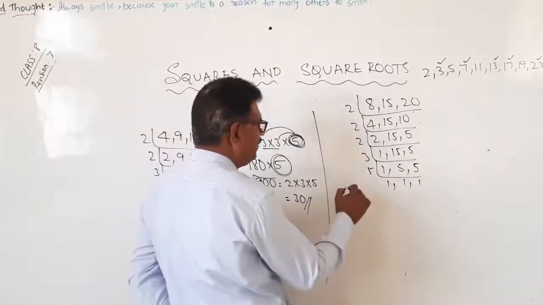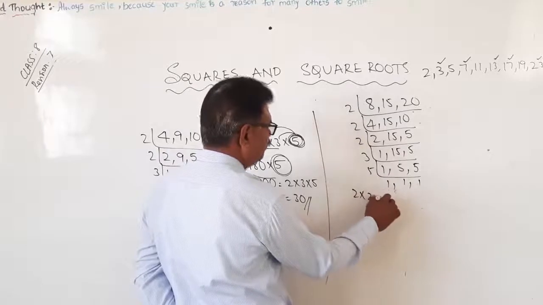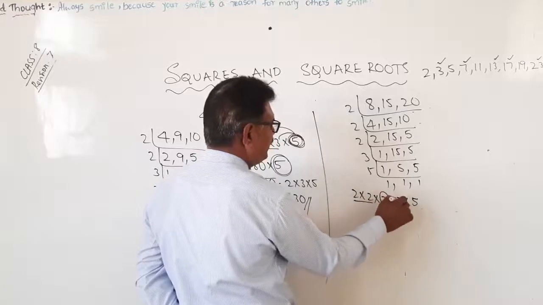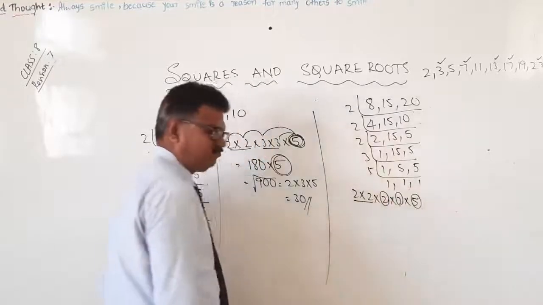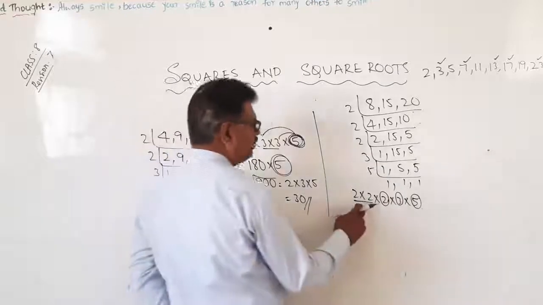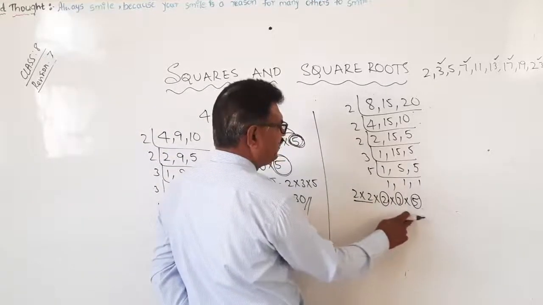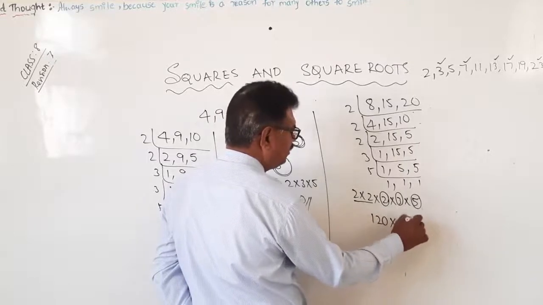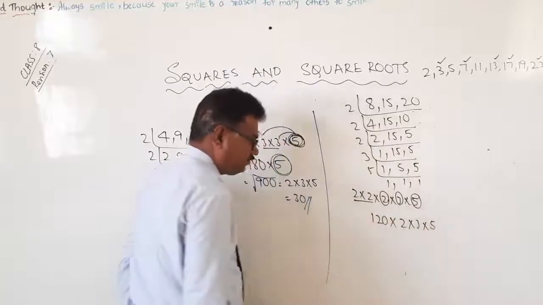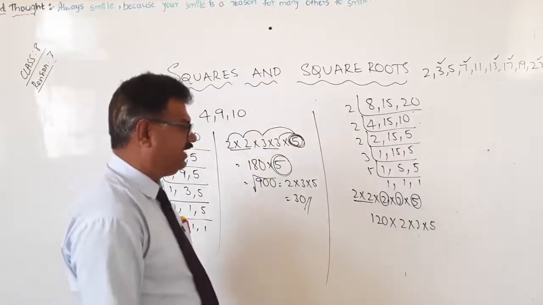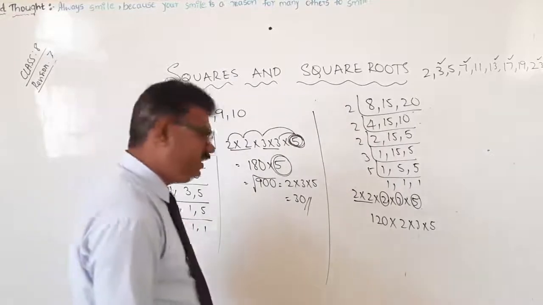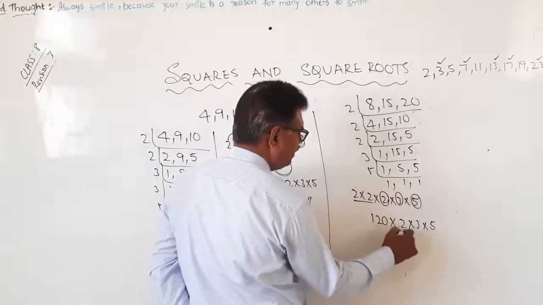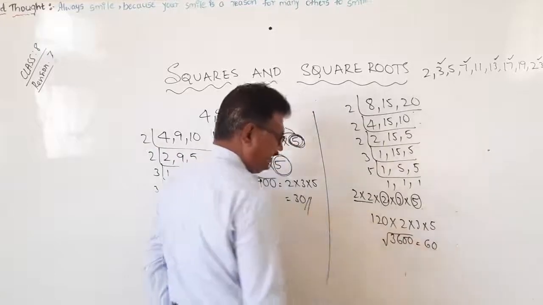Okay? Now see, 2 into 2 into 2 into 3 into 5. For this there is a pair, for this no pair, for this no pair, for this no pair. Now multiply. 2 4s are 8, 8 5s are 40, 40 3s are 120, into 1, 2, 1, 3, 1, 5. 5 3s are 15, 15 2s are 30. So 30 into 120, 3600. It is nothing but 60 squared.